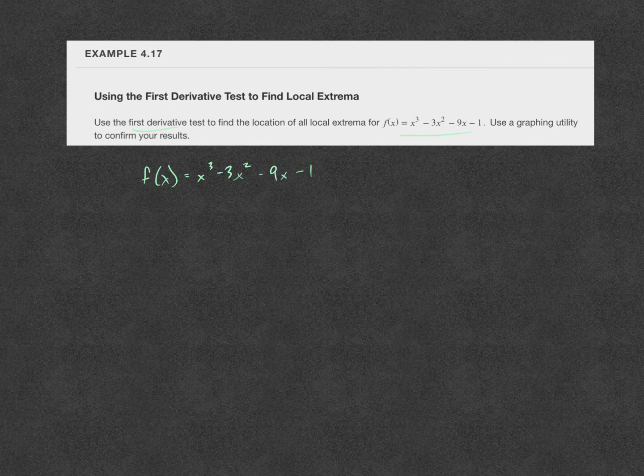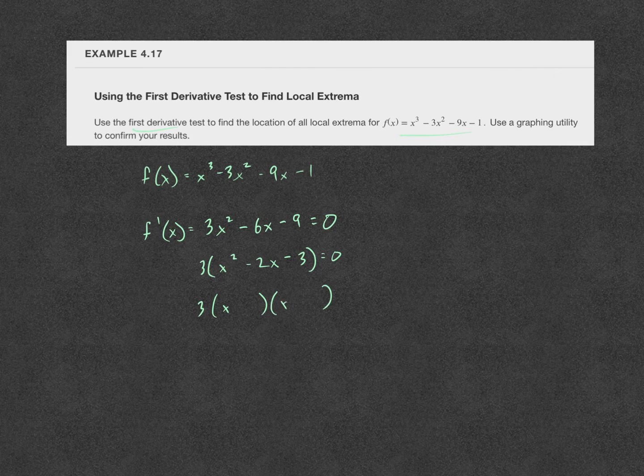All right, and so what we do, the steps here, first we'll take our derivative: 3x to the second, 6x to the first power, minus 9. We'll set that equal to 0 and solve. Notice I have a common factor of 3: x squared minus 2x minus 3 equals 0. Keep that 3 out in front, and factor our trinomial into two binomials. X minus 3 times x plus 1 equals 0. And we get two critical points, x equals 3 and x equals negative 1.